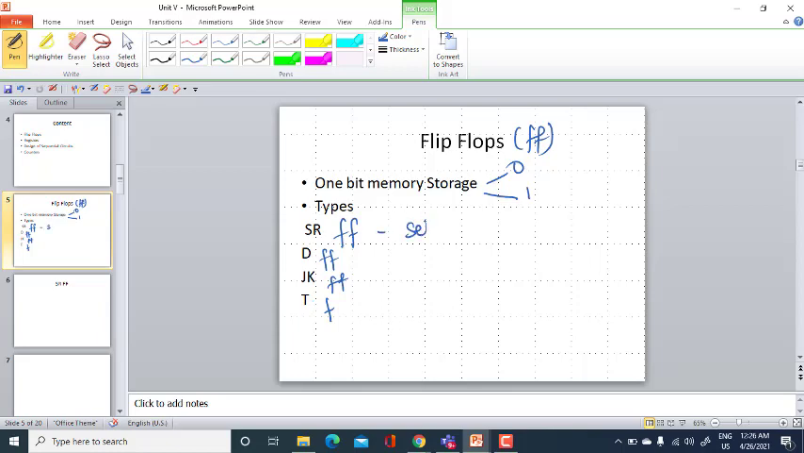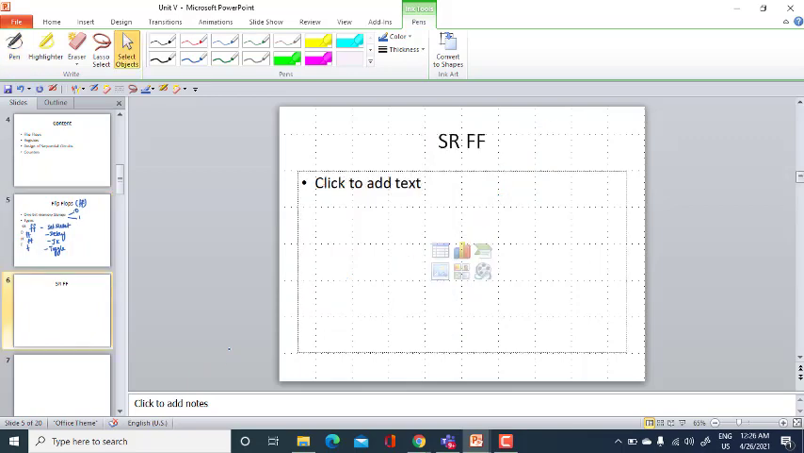SR is said to be set reset flip-flop. D is said to be delay flip-flop. JK is simply JK flip-flop. T is otherwise said to be toggle flip-flop. Let us go ahead with the SR flip-flop first.